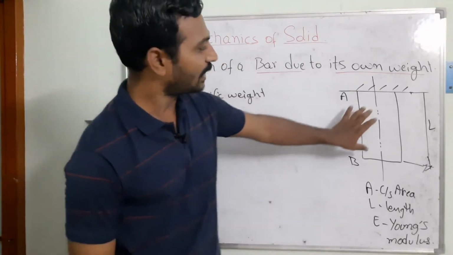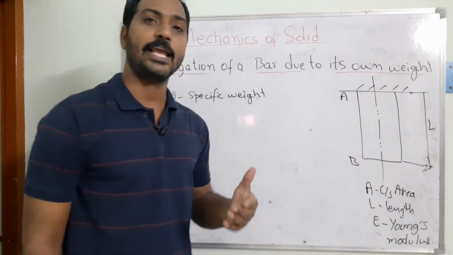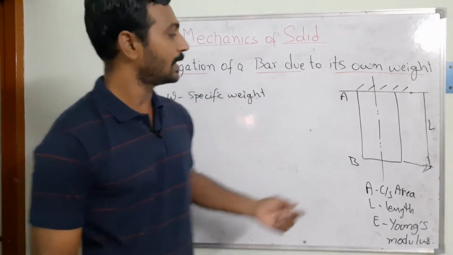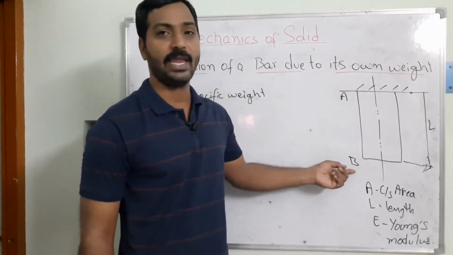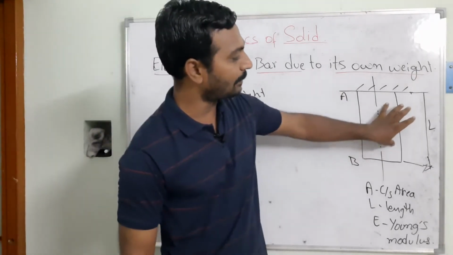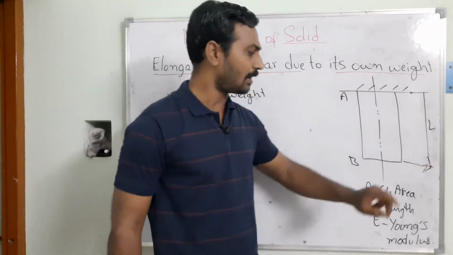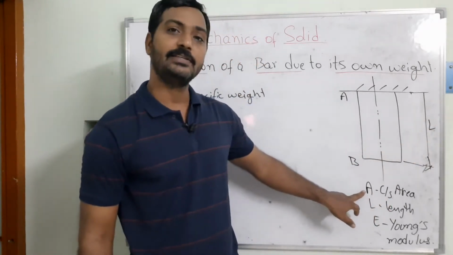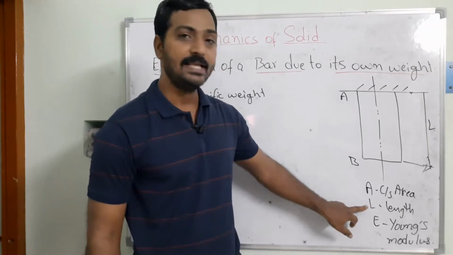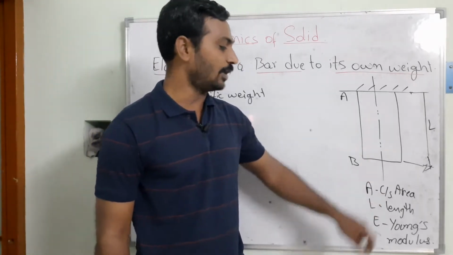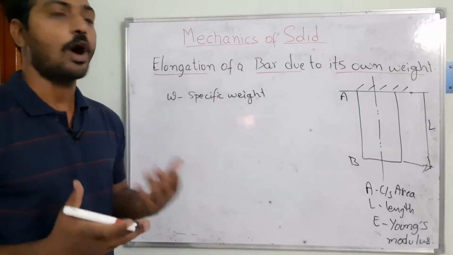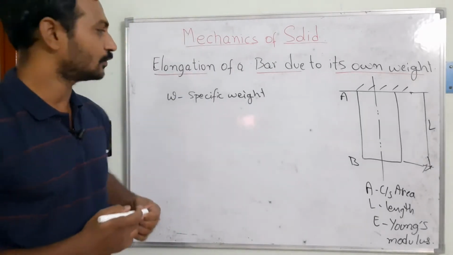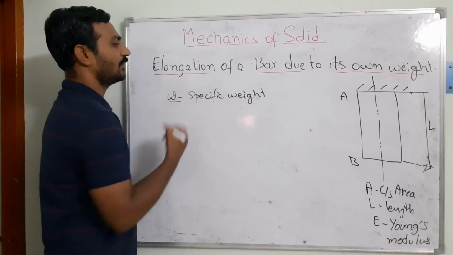There we can see I have taken a bar. The cross section we can assume is either circular or rectangular. End A is fixed and end B is the free end, and the total length of the bar is L. The other parameters: A is the cross-sectional area, L is the length of the member, and E is Young's modulus of the system. And we need to find out the load acting, so here we take the specific weight of the system.